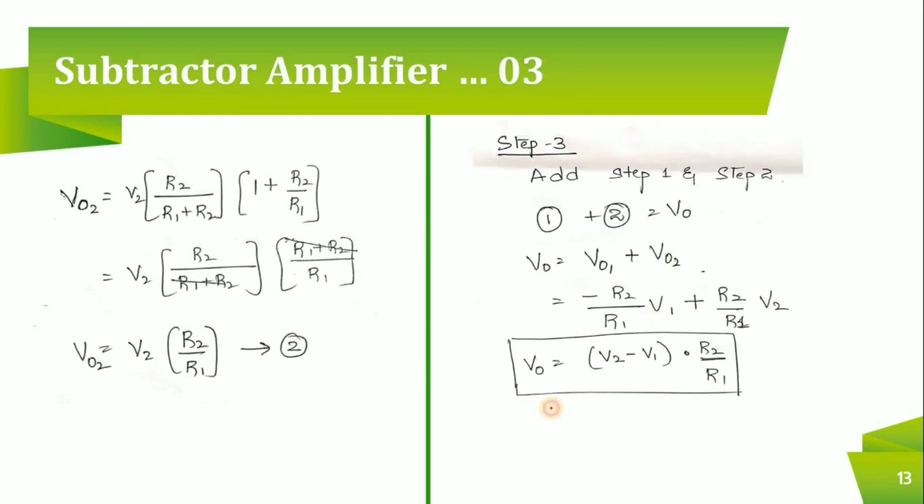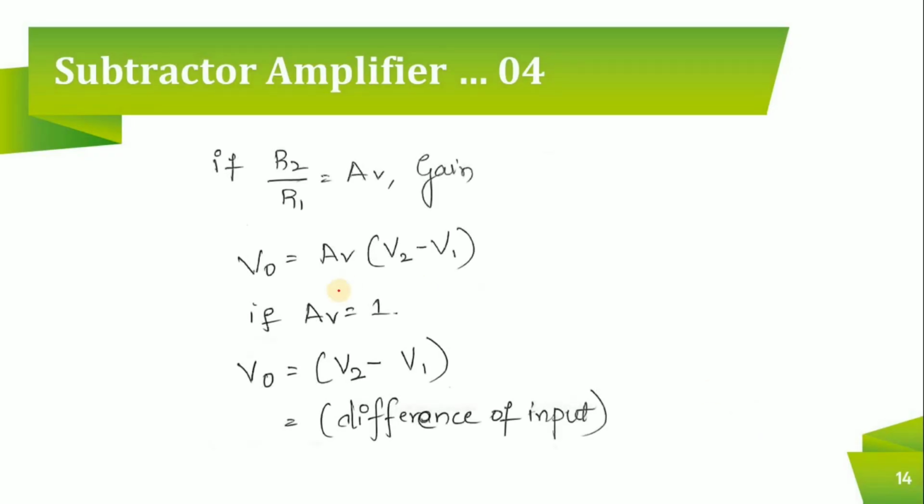So we got the equation V0 is equal to V2 minus V1 into R2 divided by R1. This R2 divided by R1 is the voltage gain AV. So V0 is equal to AV into V2 minus V1. If AV equals 1, that is, if I assume that both R1 and R2 are equal, then V0 will be equal to V2 minus V1, which means V0 is proportional to the difference of the inputs.